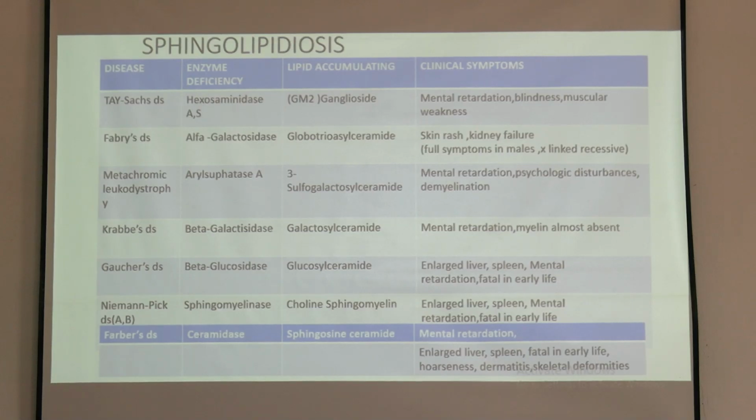In Farber disease, the enzyme deficiency is ceramidase, lipid accumulating is sphingosine ceramide, clinical symptoms are mental retardation, enlarged liver, spleen, fatal in early life, hoarseness of voice, dermatitis, skeletal deformities.